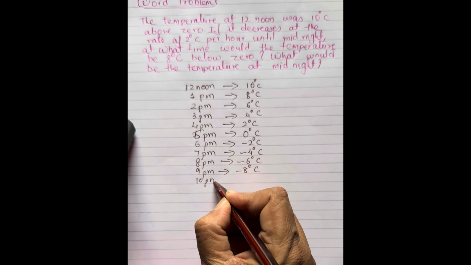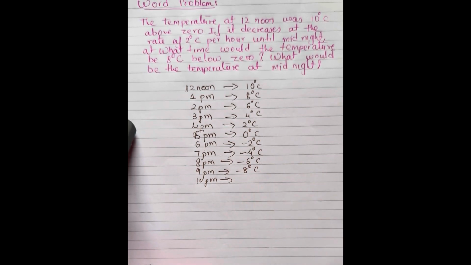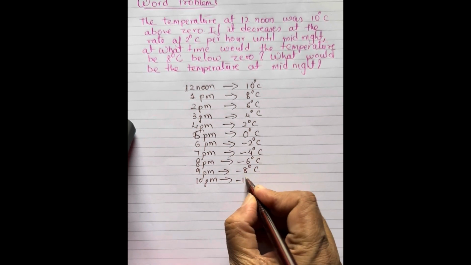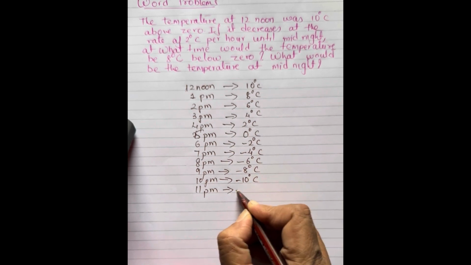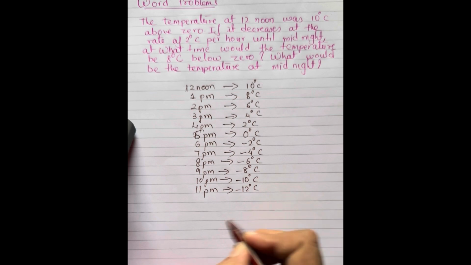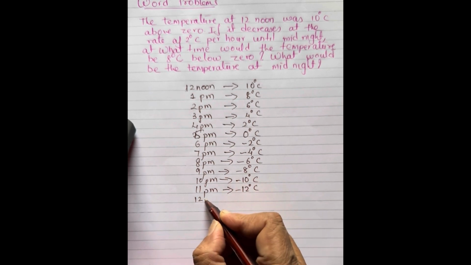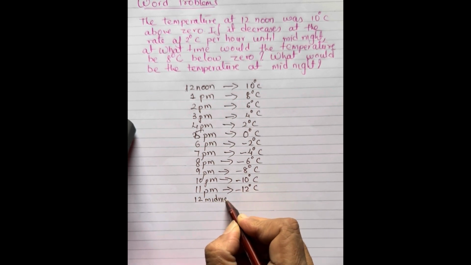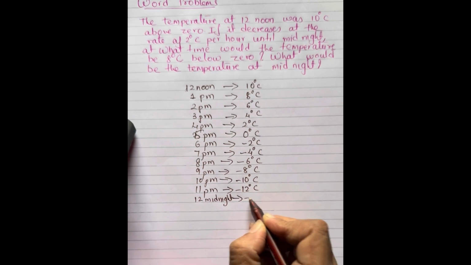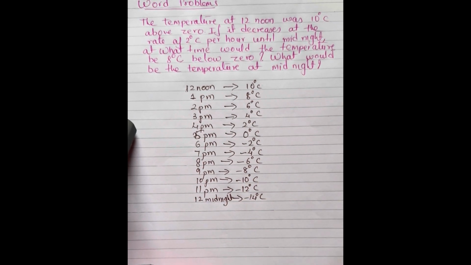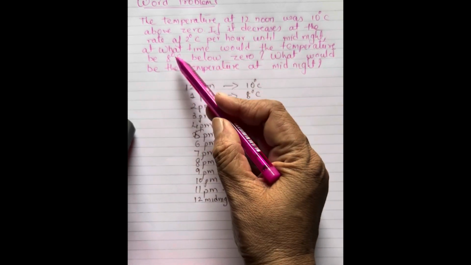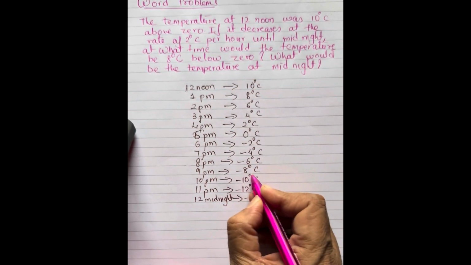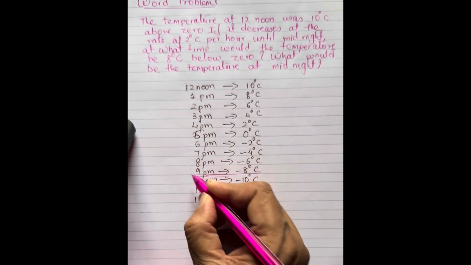10 p.m. minus 10 degrees centigrade. 11 p.m. minus 12 degrees centigrade. And 12 p.m., that is 12 midnight, it is minus 14 degree centigrade. So there are two questions in this. At what time the temperature would be 8 degree below 0? So where is 8 degree below 0? It is at 9 p.m. So this is our first answer.